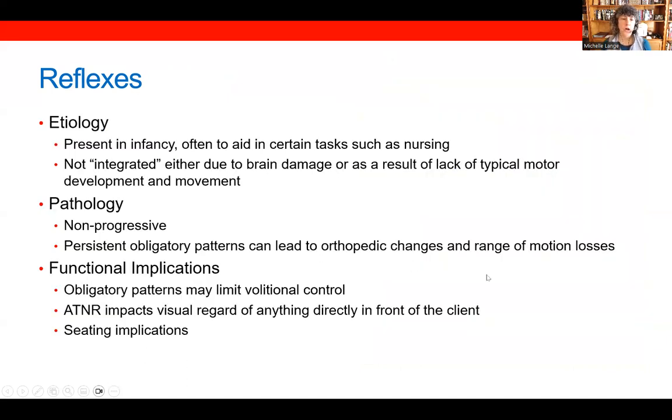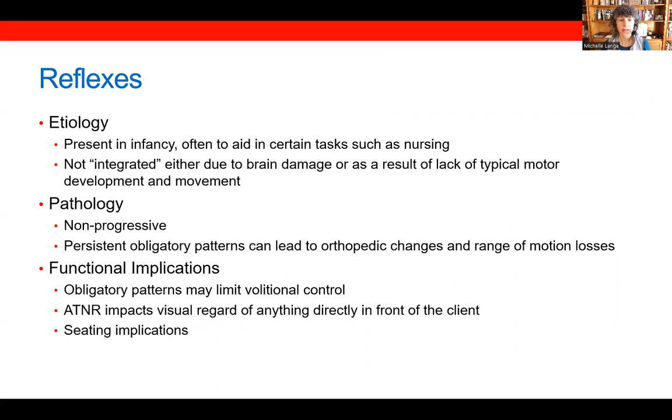In terms of etiology, these reflexive responses, sometimes called primitive reflexes, are present in infancy, often to aid the child in certain tasks, such as nursing. So, for example, the rooting reflex, if I feel a touch on my cheek and I have this reflex, I'm going to turn, and that can help again with nursing. These typically fade away or are integrated as a child gets older.